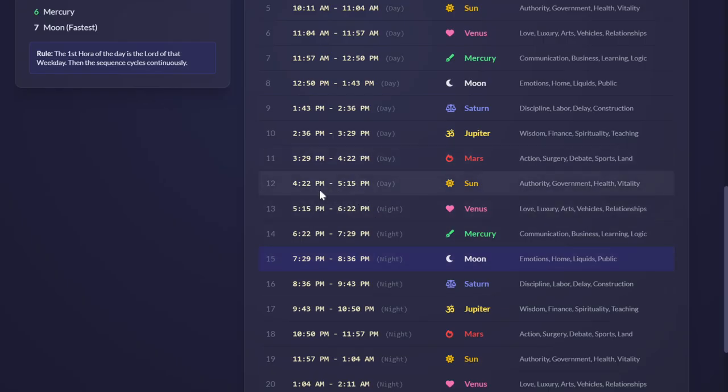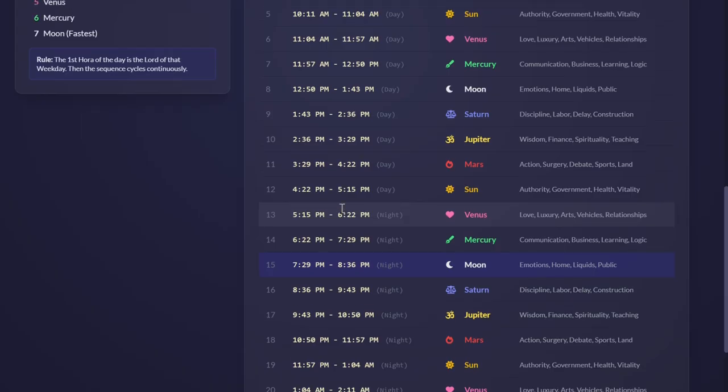Again into 12. You can see the duration of the periods is different. This duration, like 4:22 to 5:15, is less than 1 hour, right? But this one is greater than 1 hour because it's winter right now and nights are longer. So the night Hora will be longer since nights are longer, and the day Hora will be shorter because days are shorter. That's why I told you in the beginning it is approximately 1 hour but not exactly 1 hour. It might be exactly 1 hour if day and night are exactly equal, but generally it is not. So there will be some difference.